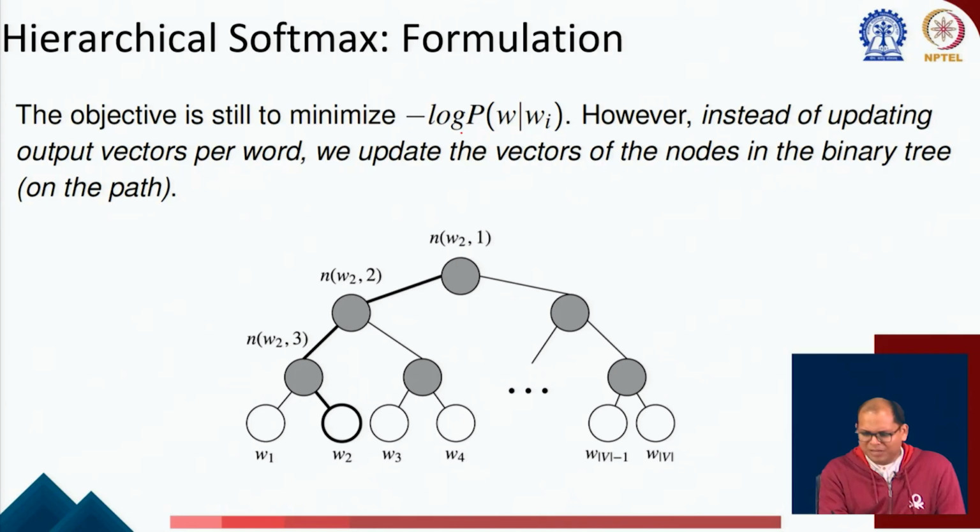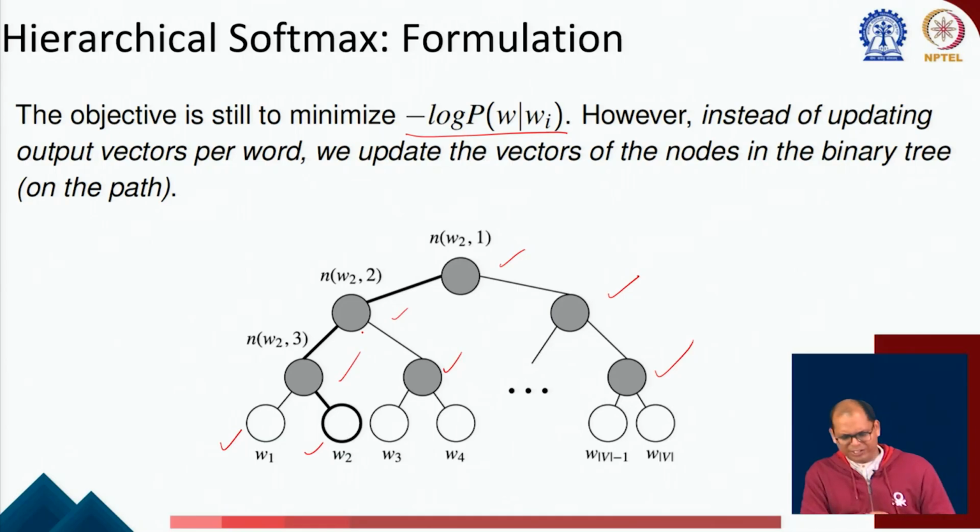So you are still trying to minimize, as we mentioned, the minus log probability. So instead of updating the output vectors per word, you update only the vectors for the intermediate nodes. And of course, there are many nice tricks that can be done to improve this representation, like what if some words have high frequency versus some words that have low frequency. If some words have high frequencies, you are visiting them again and again, so you may want to reduce the path length to them. Right now, each word has the same path length. So you can use ideas like the Huffman tree to improve on this and so on.